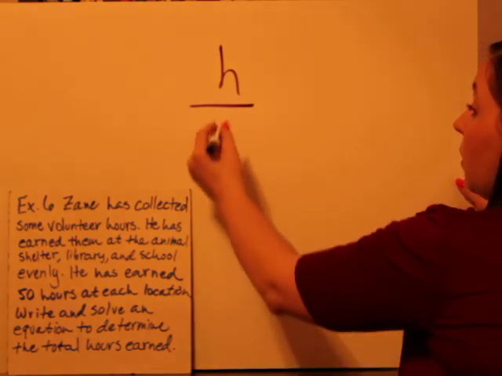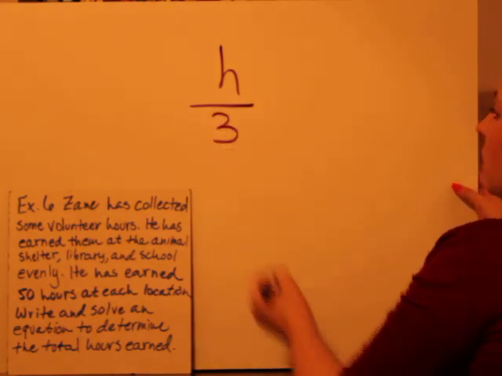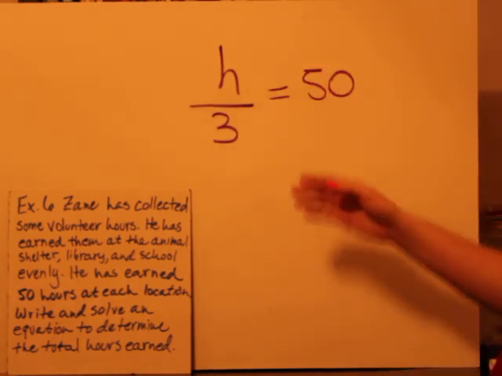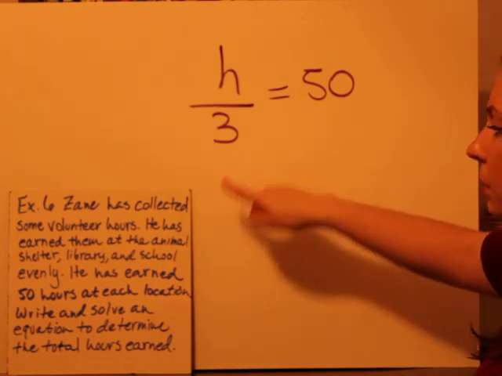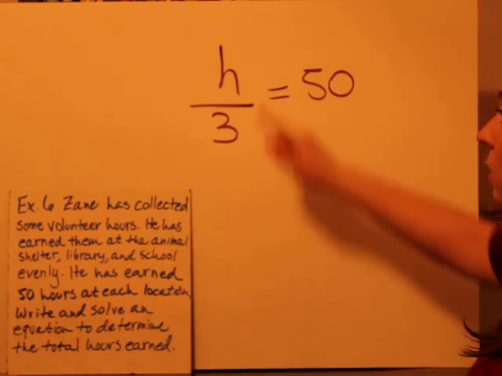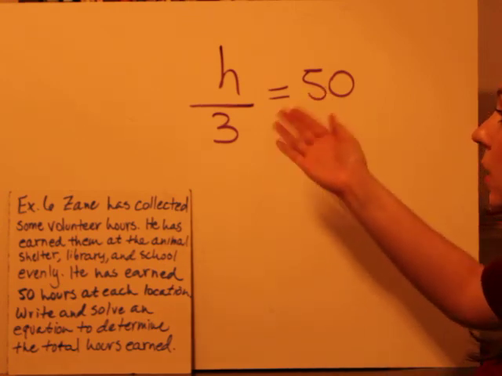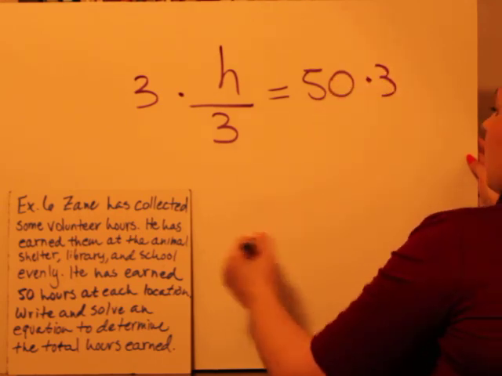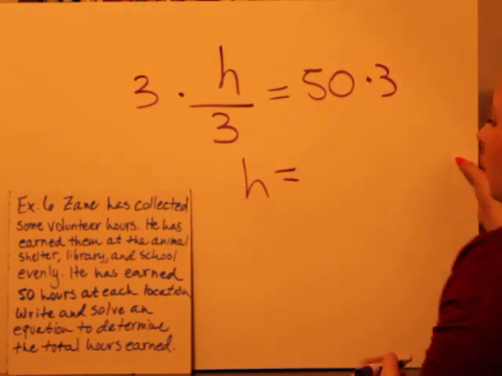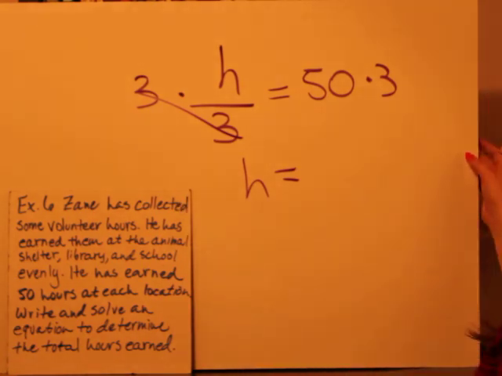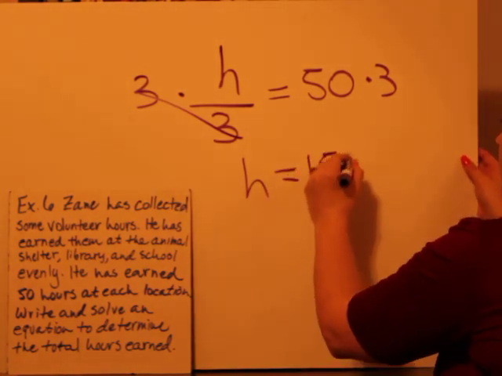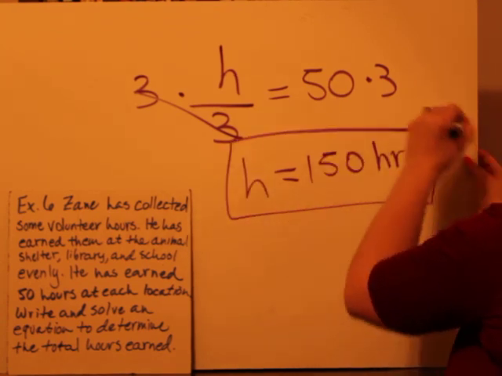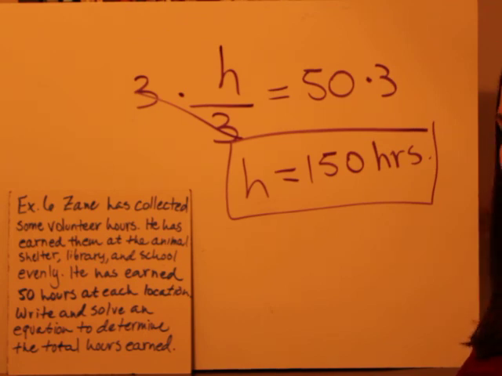divided by the number of places he has earned the hours is going to give us how many hours he has earned at each place. And we know he's earned 50 hours at each place. There's 3 places that he has earned them at. We'll figure out how many hours total. To undo division, you do multiplication. So the number of hours is going to be 50 times 3, 150. And always put your units. And that's how you solve multiplication and division equations.